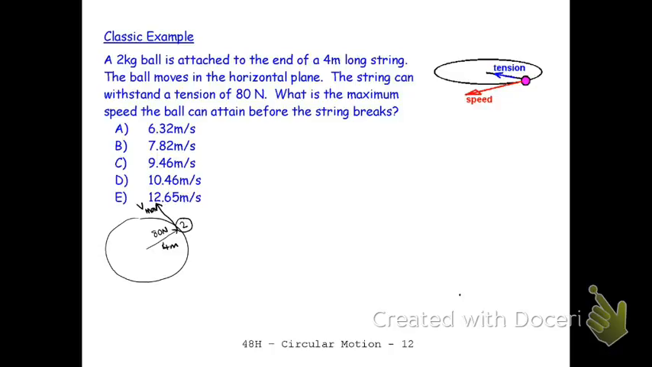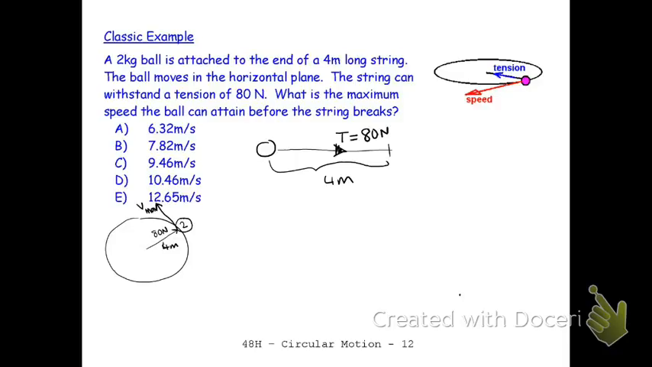And then I'm going to visualize it from the side. So here's my thing. Here's the middle. This here is 4 meters. The maximum this tension can be is equal to 80 newtons. It can be less than that. If I go slower, it's less than that. But if you go too fast, it's going to break.